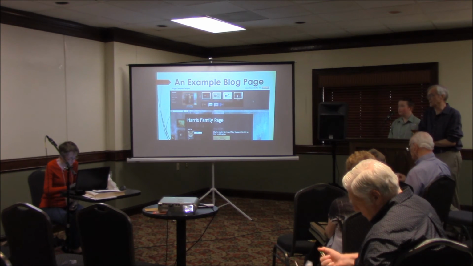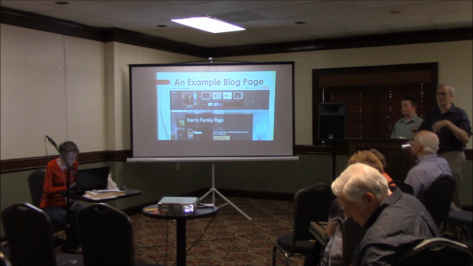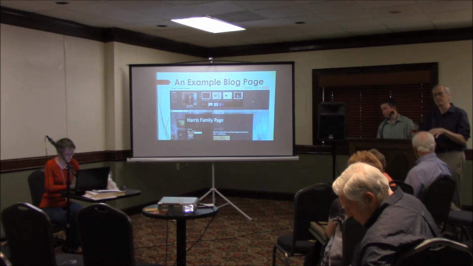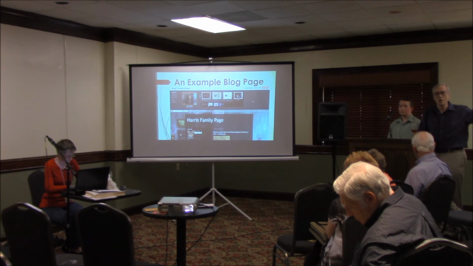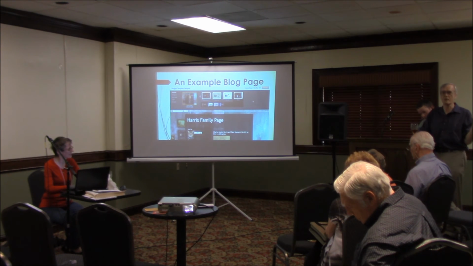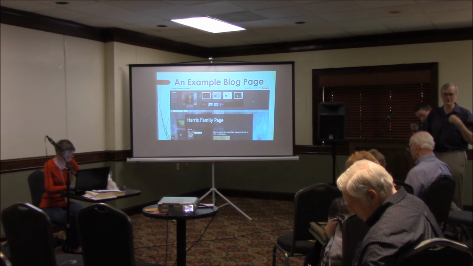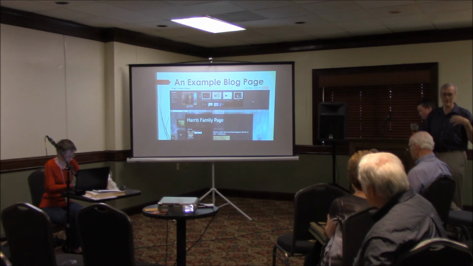And at Rootstech, there is a whole area. Since blogging is so popular in the genealogy community, in the exhibit hall at Rootstech, there is a whole area that is set up as the Bloggers Lounge. And the bloggers float all through the conference, and you can spot them because they're wearing Mardi Gras beads to set themselves off, or sometimes a badge.